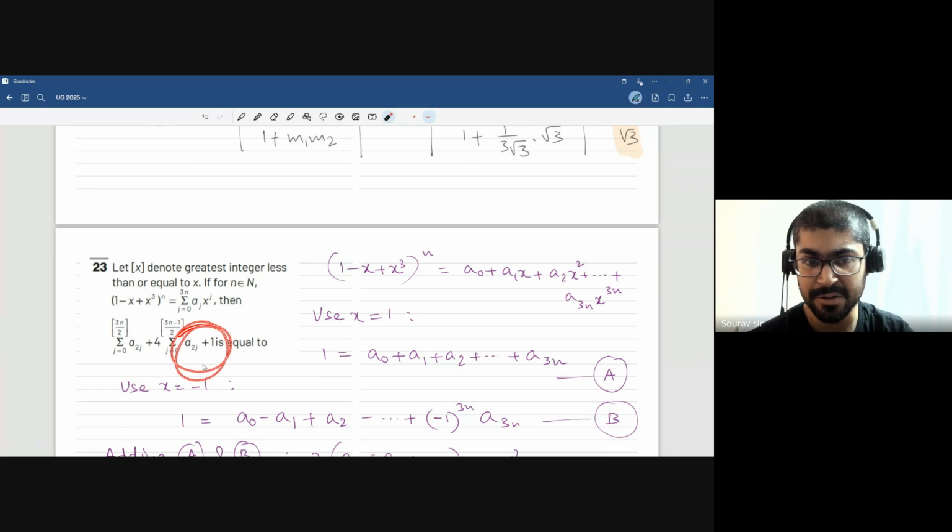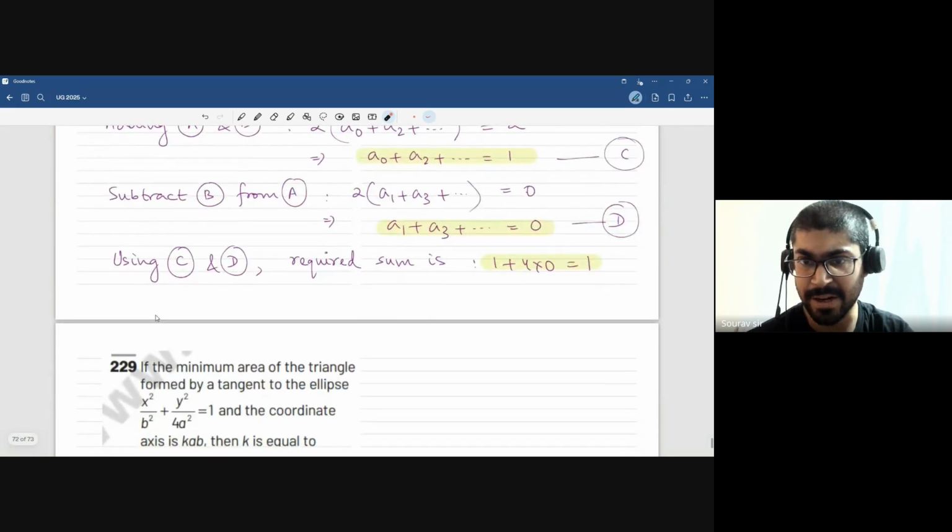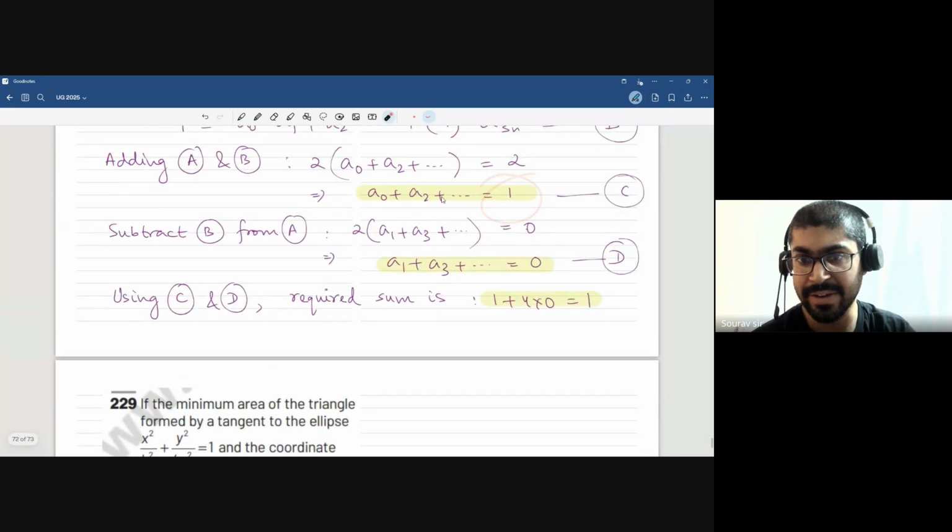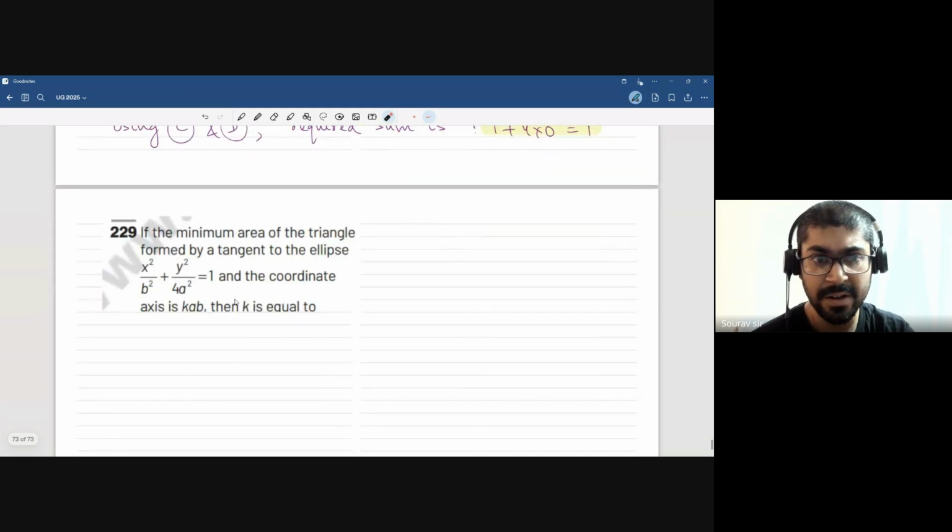And these will add up to 1 and these will add up to 2. How many ever terms you take does not matter. Their total sum is 1. So even if I end it at a2, I'll get 1, right? However many terms it is, no problem. Do this last problem.